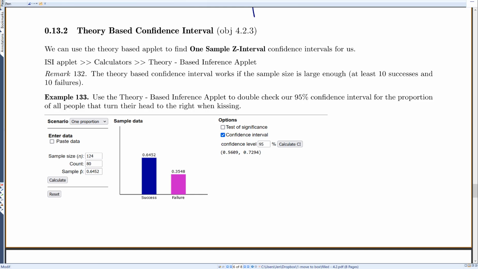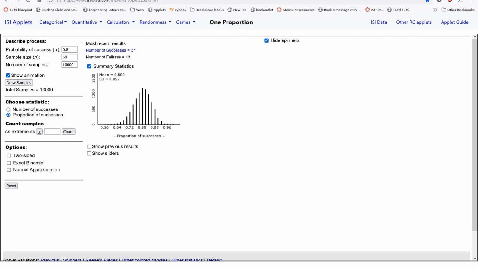So you go to your applet, calculators, theory-based inference applet. So the theory-based confidence interval only works if the sample size is large enough, so at least 10 successes and 10 failures. So we'll use our theory-based applet to double-check our 95% confidence interval for the proportion of all people that turn their head to the right when kissing. So let me pull it up and show you.